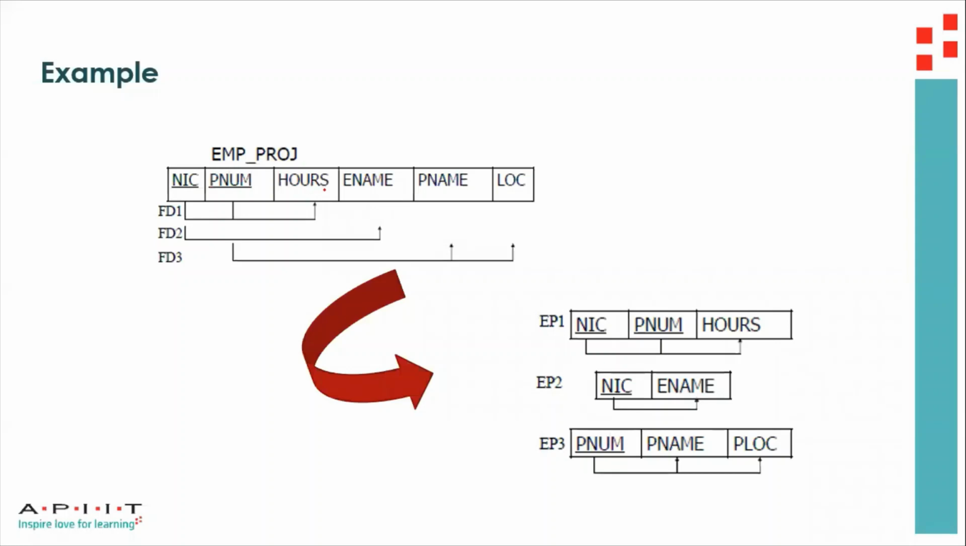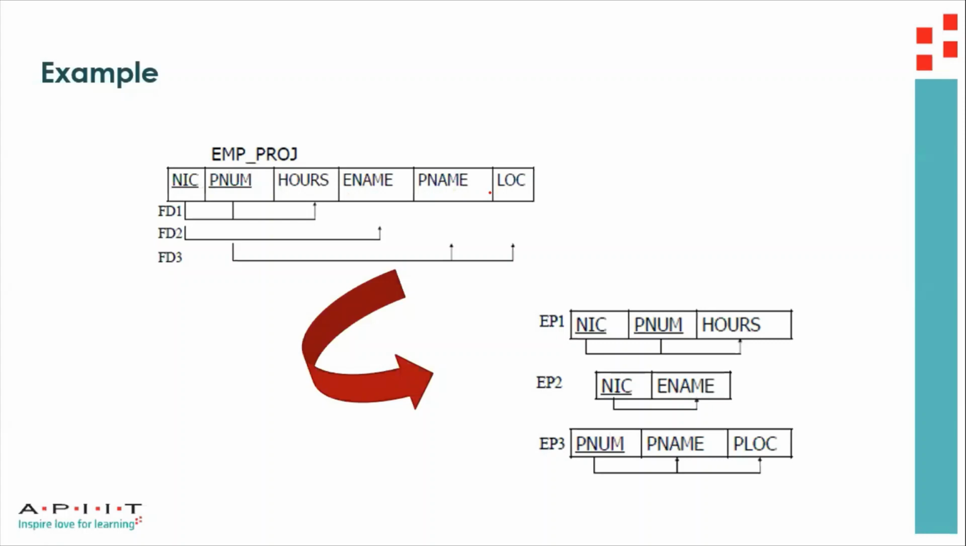Why? The number of hours are depending on what? The employee who worked and within which project, right? See, number of hours are depending on both these prime attributes, right? Hours of work. Who's the employee and what is the project? So here number of hours are fully depending on the primary key. That's okay. But think about the e-name, employee name. It is not depending on the project number, no, right? It is depending only on the NIC, right?